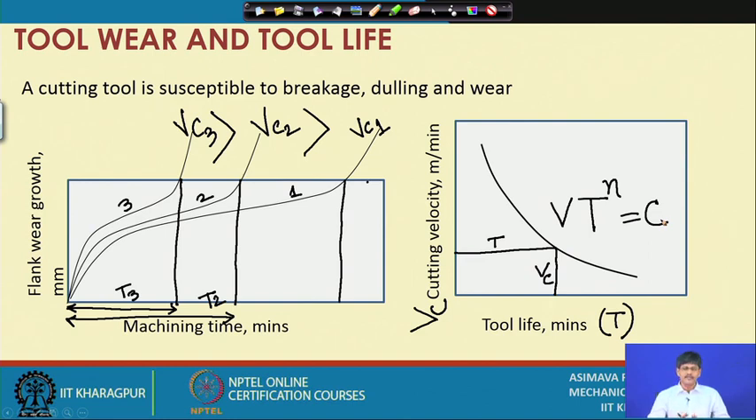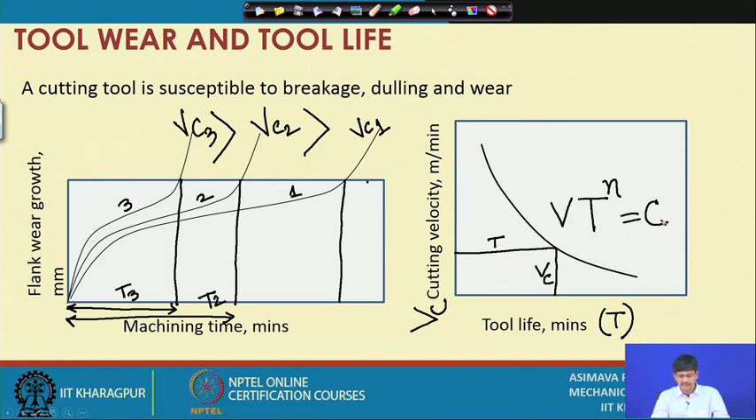There is an extended form of that also, which we will definitely look at, but this is the basic relationship: V into T to the power n is equal to C. C is obviously a constant, and n, for particular cases, will be constant. Now, what does it tell us? It tells us that if I use different values of cutting speed, I can get different values of tool life, and all of them can be expressed with this particular relationship.